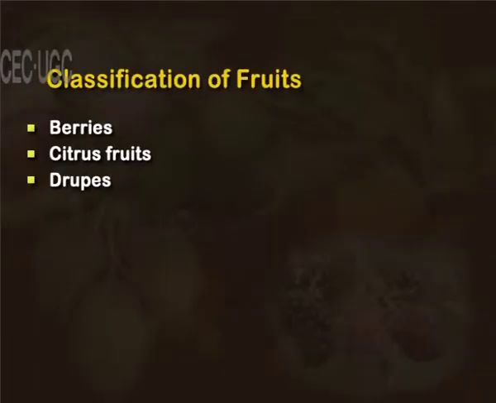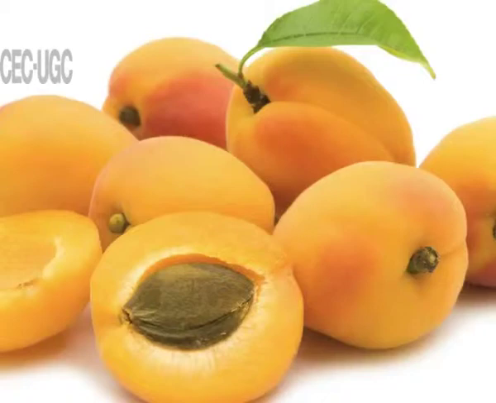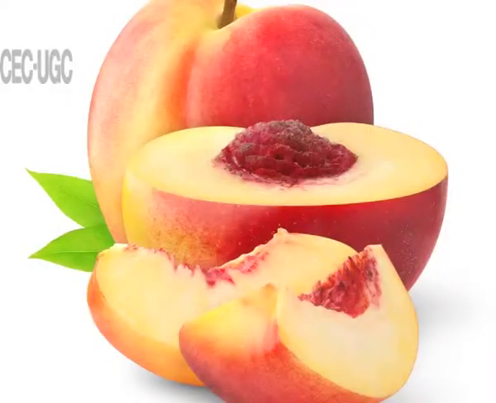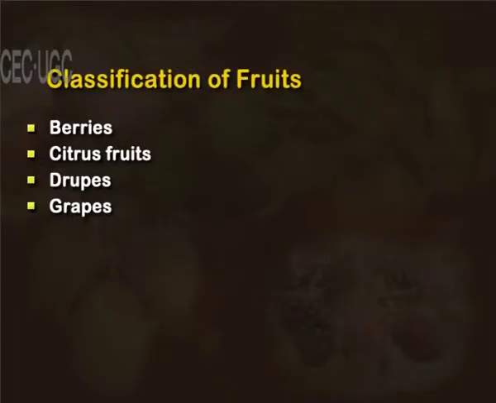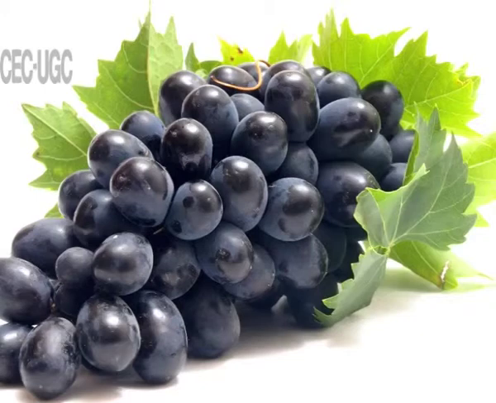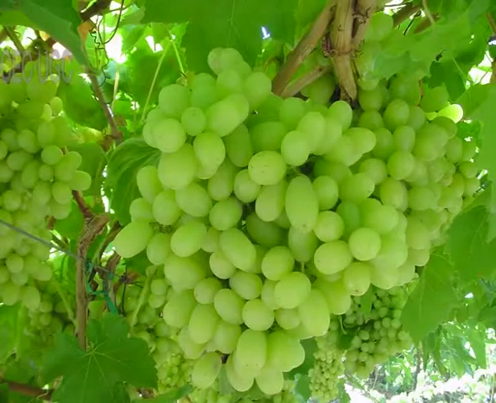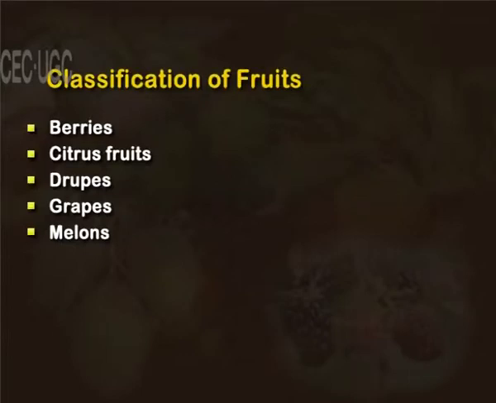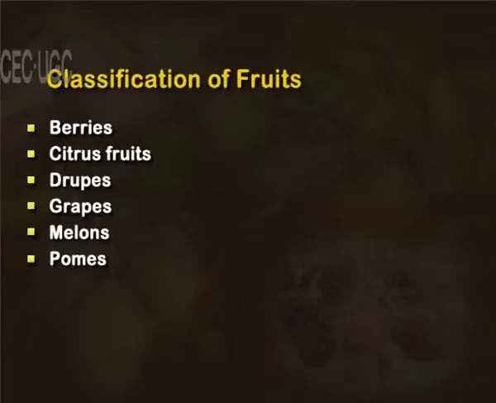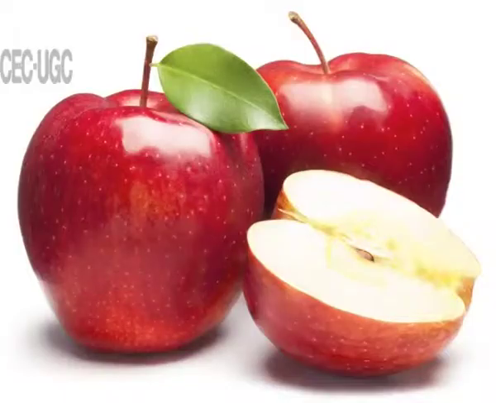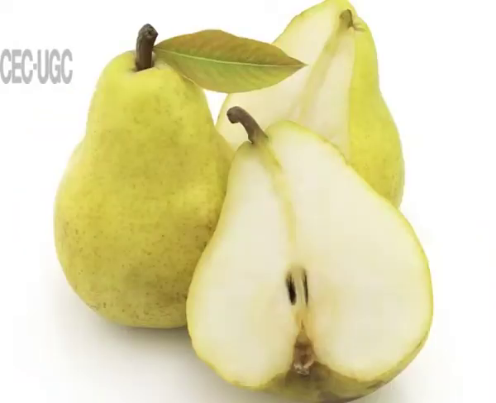Now drupes, we have apricots, sweet cherries, peaches and plums. Whatever fruits I am telling you, they are available in India. Now grapes, we have green grapes, black grapes, and we also have the seedless grapes. Under melons, only two types, the musk melon and the watermelon. Under pomes, we have apples and pears, only these two fruits.